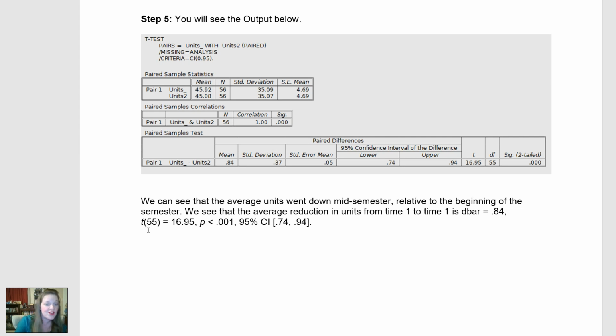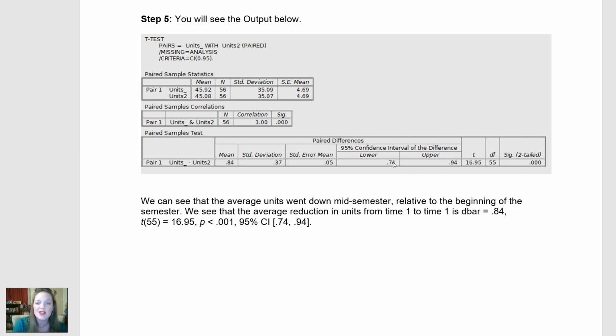And then for 55 degrees of freedom, because again, the degrees of freedom for a dependent samples t-test is n-1. Our output shows us that we had 56 people. So n-1 would be 55 as our degrees of freedom. That t-statistic that we've just had PSPP calculate for us is 16.95. So these are very far apart, right? 16.95 standard errors apart with a p very, very small.